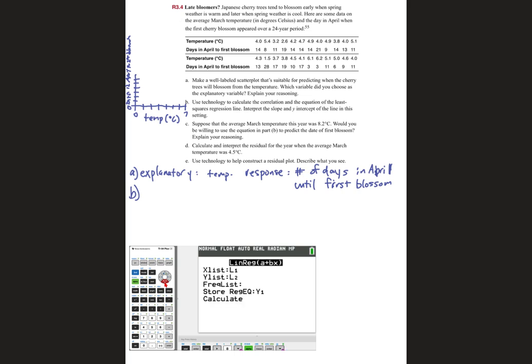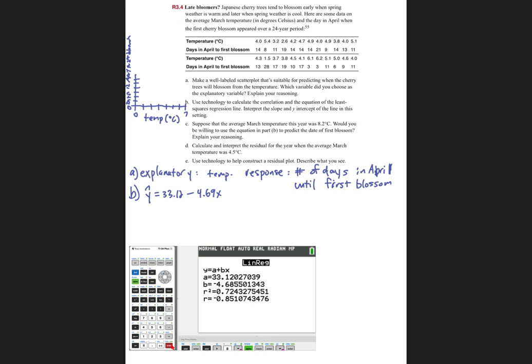Okay, and then we go down to calculate. You can just hit enter, you don't have to hit down. Okay, so that's our least squares regression line. So let's write that. Maybe I'll round to the nearest hundredth. We'll say it's y hat, predicted y, is 33.12 plus or minus 4.69 x.